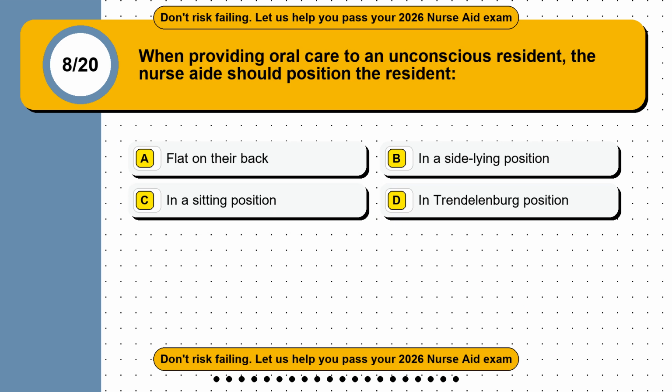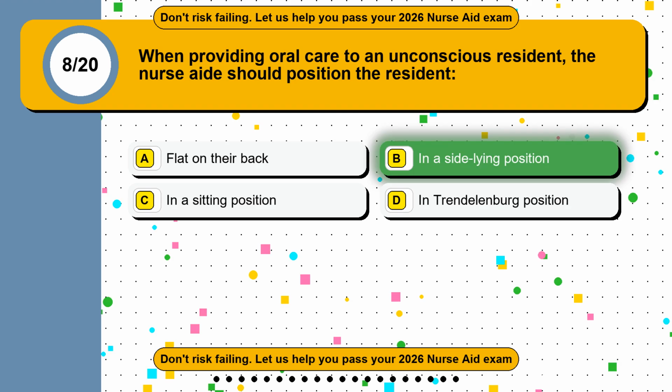Question 8. When providing oral care to an unconscious resident, the nurse aide should position the resident: Option A, flat on their back. Option B, in a side-lying position. Option C, in a sitting position. Option D, in Trendelenburg position. The correct answer is option B, in a side-lying position.